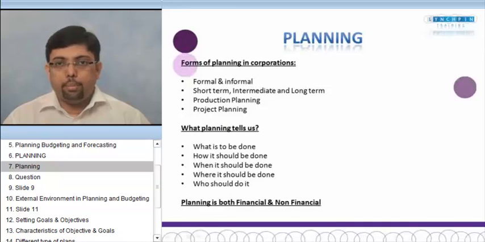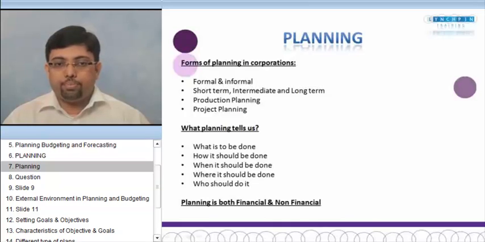Planning can be short term, intermediate term and long term. What is short term planning? Short term planning consists of anything which is less than 12 months, from 1 month within the first year. Intermediate term planning is something between 1 year and 5 years, so that will be treated as medium term planning, and the long term planning will be something which is above 5 years.